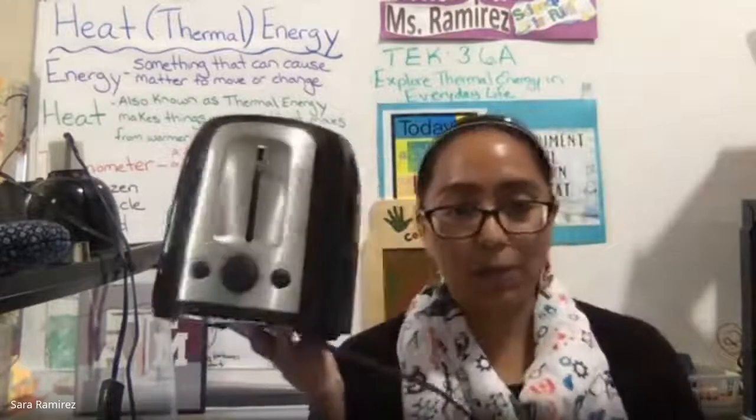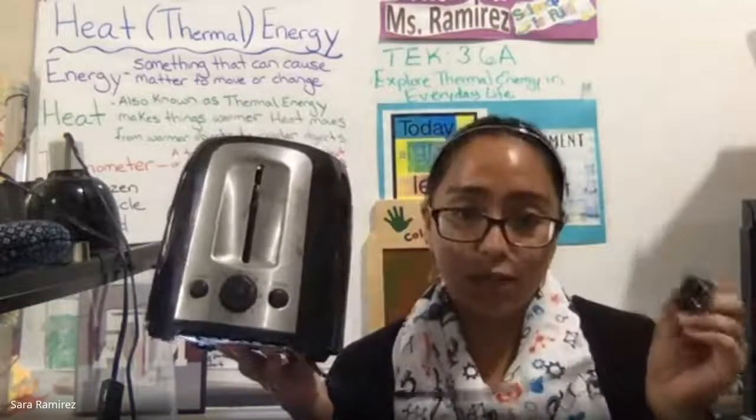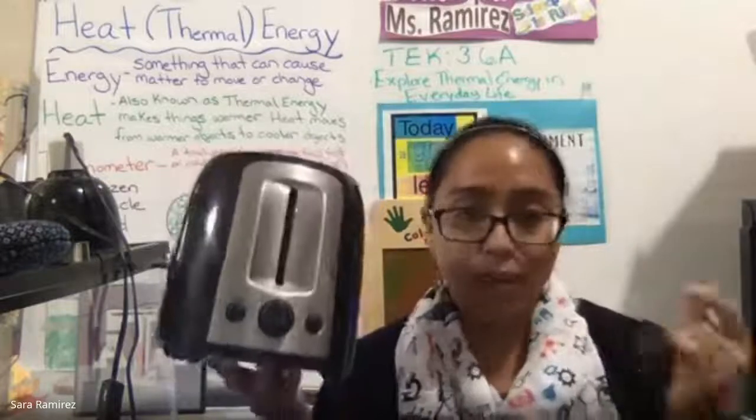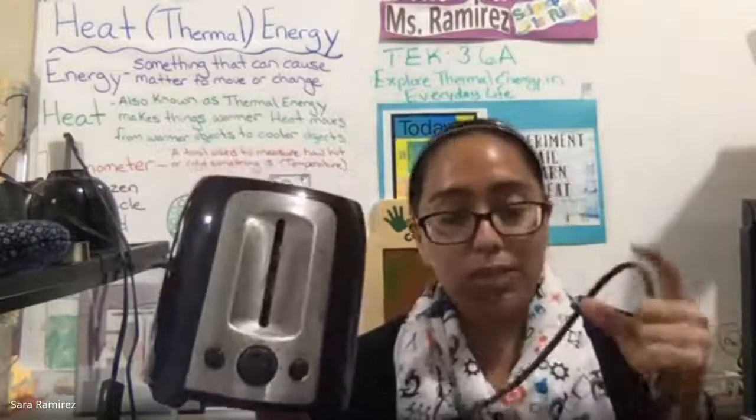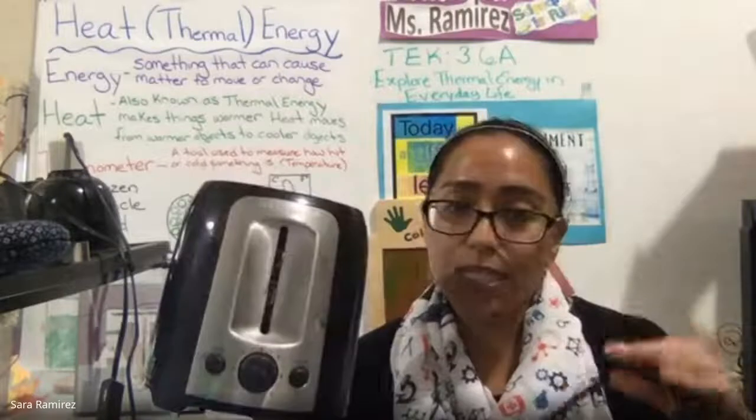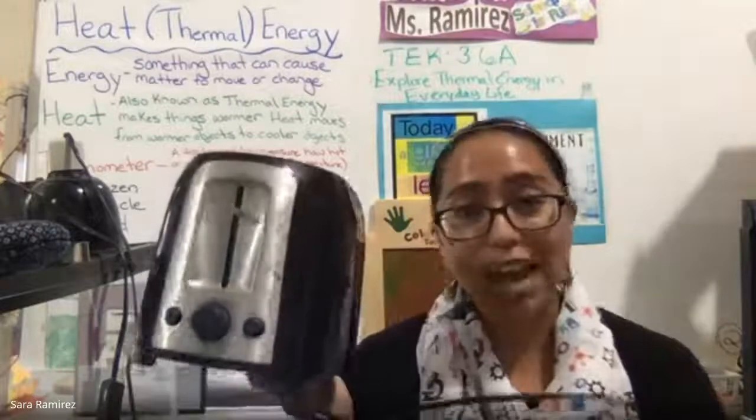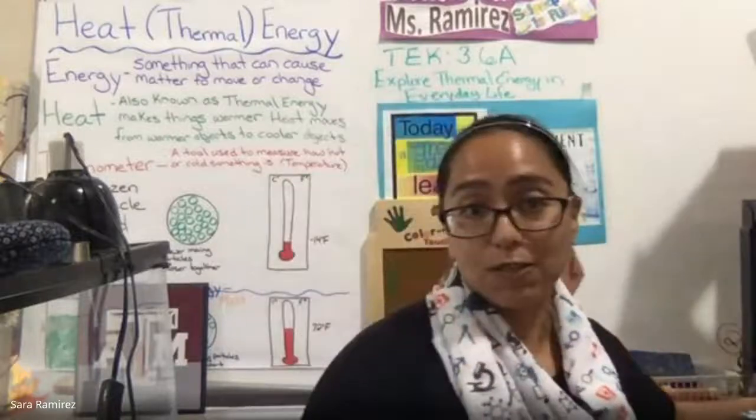So here's a good example of a toaster. It's using electrical energy, and it's simply converting electrical energy into heat energy. So if you have a slice of bread, when you take it out of the package, it's kind of flimsy and soft. When you put it inside the toaster, how does it change? So it turns into that nice, crispy, crunchy piece of toast.